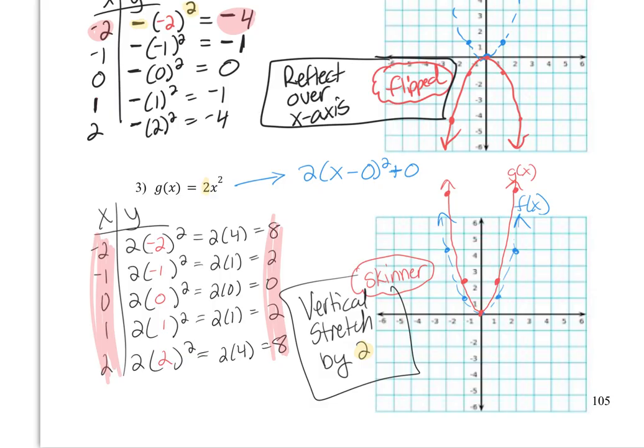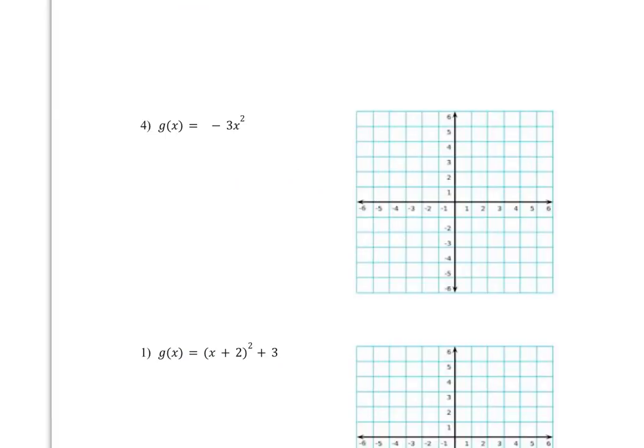We don't write +0. So this next one, you'll see we have a negative happening and we have a 3 in front. So we have 2 things that are going to be changing here. So let's see what happens.